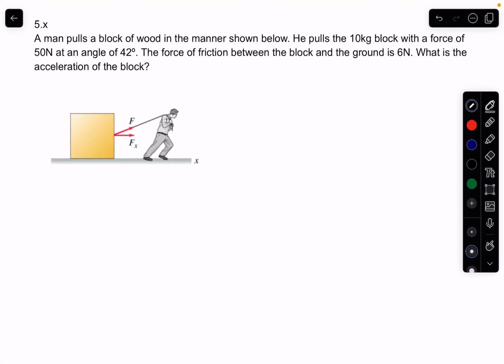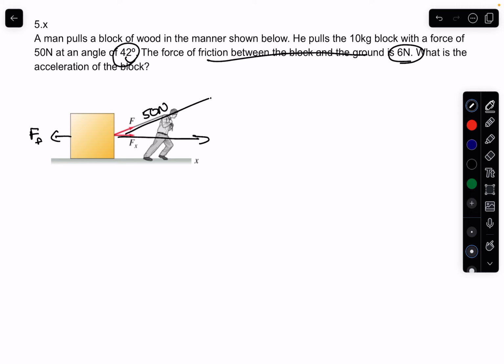All right, we got the man pulling a block of wood. You can see here, we know that the angle is 42 degrees. He pulls with a force of 50 newtons. And we know the force of friction is 6, so there's a force of friction pushing backwards. So if you think about it, he's only really pulling it in the x direction, right?